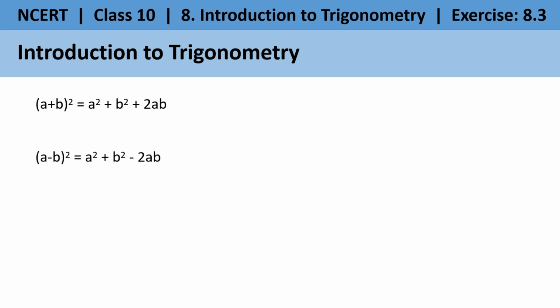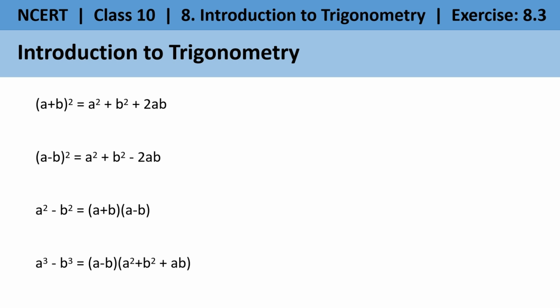(A − B) whole square is equal to A square plus B square minus 2AB. A square minus B square is equal to (A + B) multiplied by (A − B). A cube minus B cube is equal to (A − B) multiplied by (A square plus B square plus AB). We will be using these algebraic formulas in this exercise 8.3.